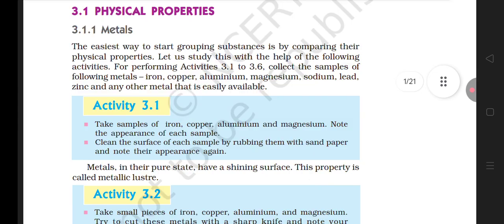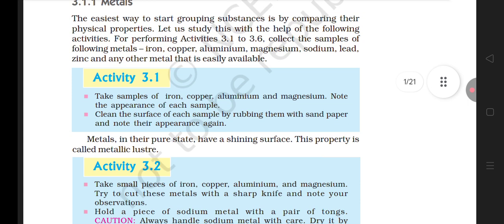Now, dear students, let's come to physical properties of metals. The easiest way to start grouping substances is by comparing their physical properties. Let us study this with the help of the following activities. For performing activities 3.1 to 3.6, collect the samples of the following metals: iron, copper, aluminium, magnesium, sodium, lead, zinc, and any other metal that is easily available.